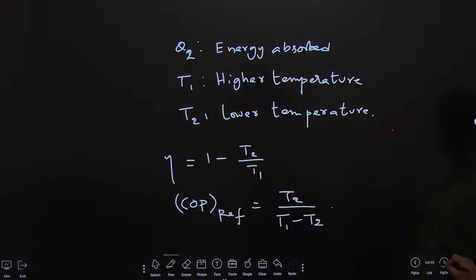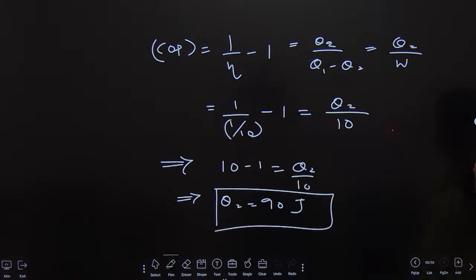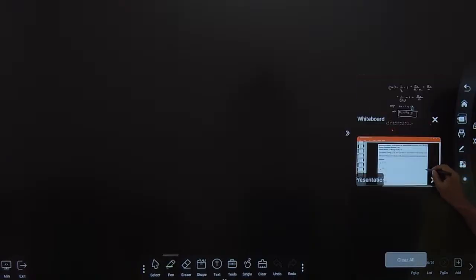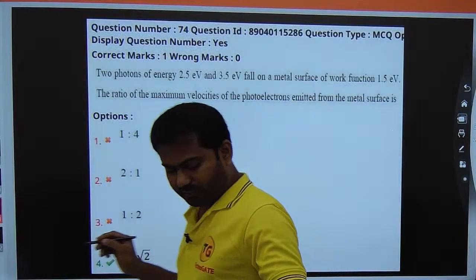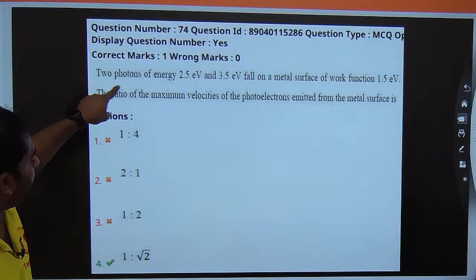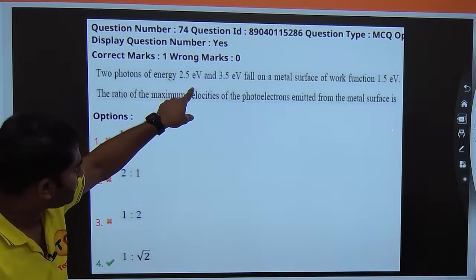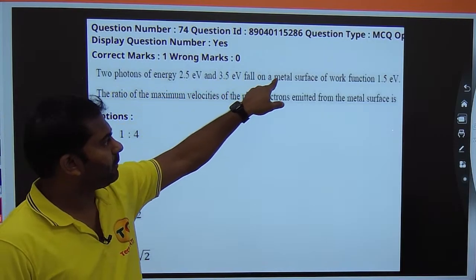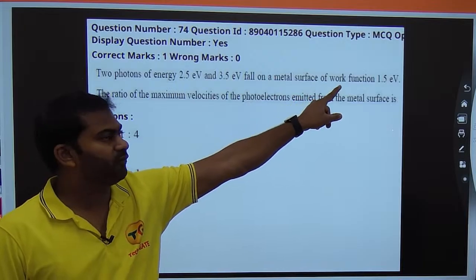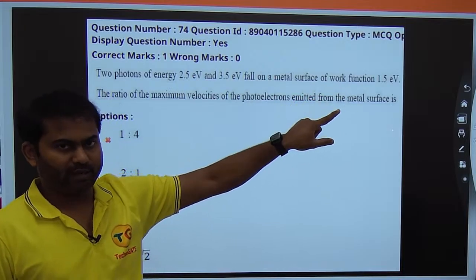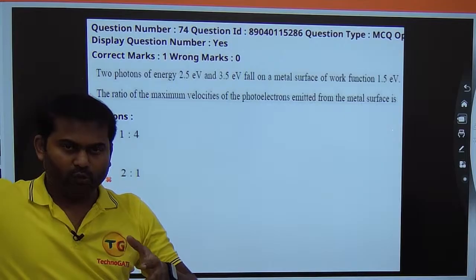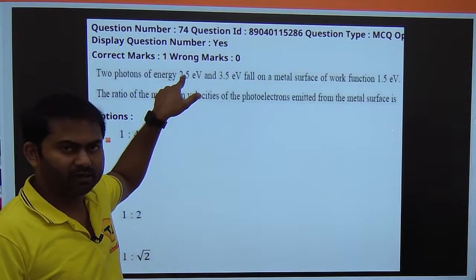Okay. You can copy this as well. So in this one, what they are telling is basically 2 photons of energy 2.5 electron volts and 3.5 electron volts are falling on a metal surface having a work function of 1.5 electron volts. And we are throwing with some energy, 2.5 electron volts.